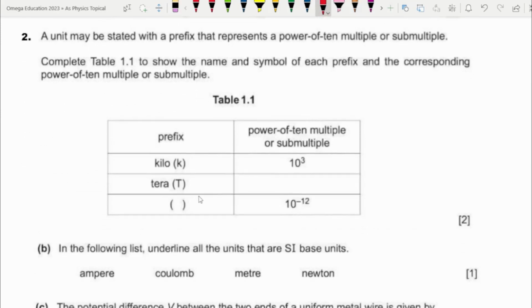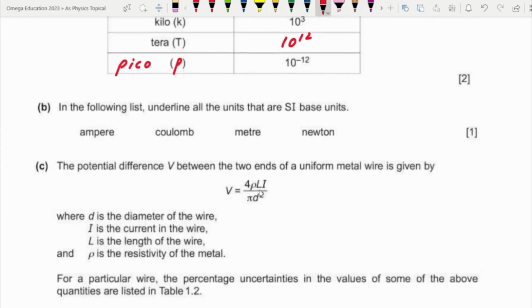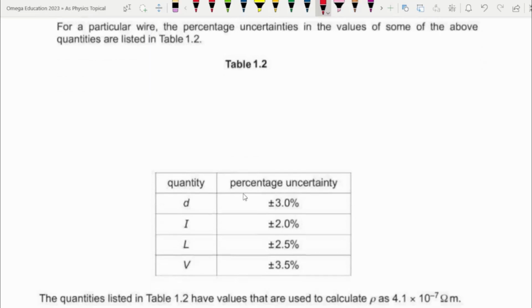Let's take a look at the next one. So for kilo, 10 to the power 3, tera is 10 to the power 12, and pico is represented as p, and the exponent is 10 to the power minus 12. So the prefix for which the exponent is 10 to the power minus 12 is pico, and tera is 10 to the power 12. Okay, so we need to underline the SI base unit. Ampere is the SI base unit, meter is the SI base unit. Okay, let's move on to the next one.